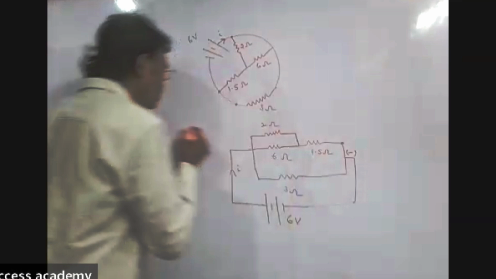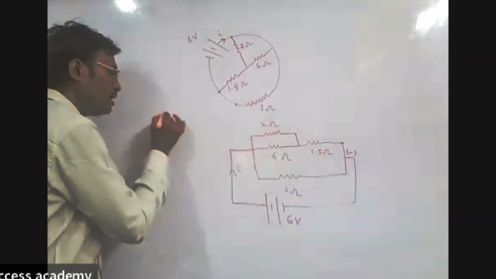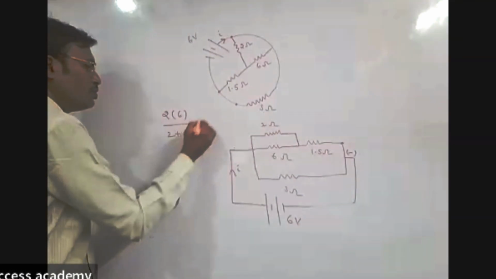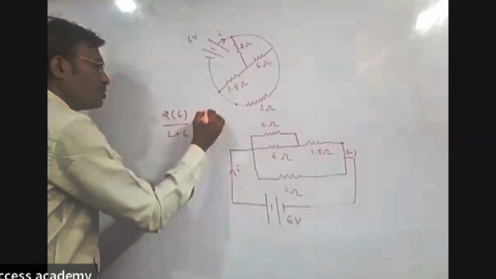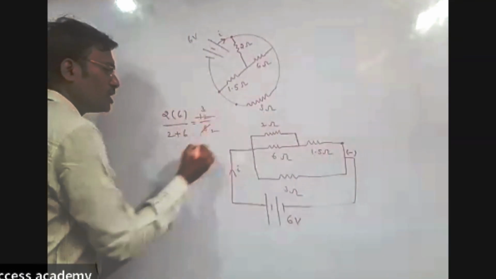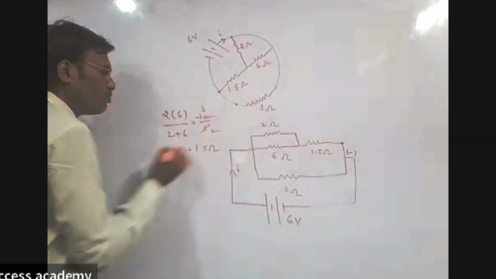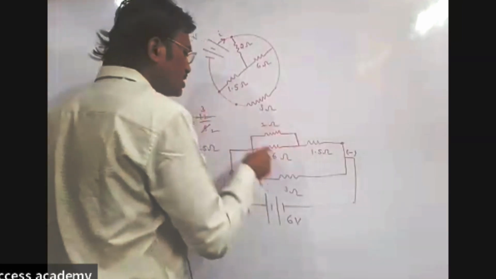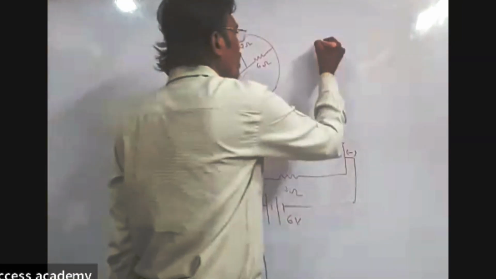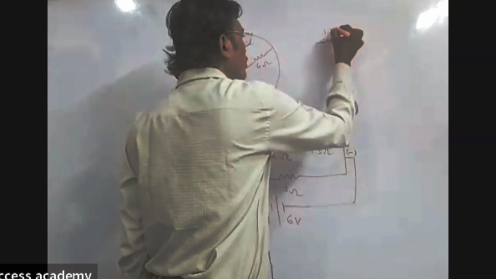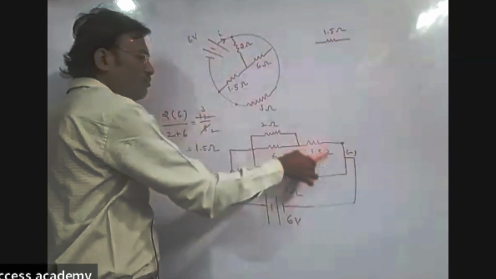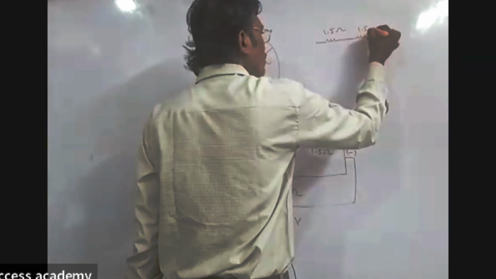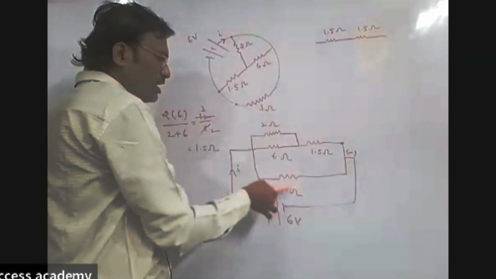Now, for this, I am taking the calculation. This 2 and 6 are both parallel: R1 R2 by R1 plus R2, so 12 by 8, which is 3 by 2, nothing but 1.5. So replace these two resistors, 2 ohm and 6 ohm, with 1.5 ohm. And again another 1.5 ohm is in series, so the value is 3 ohm.